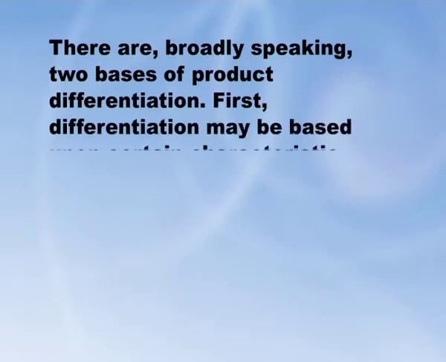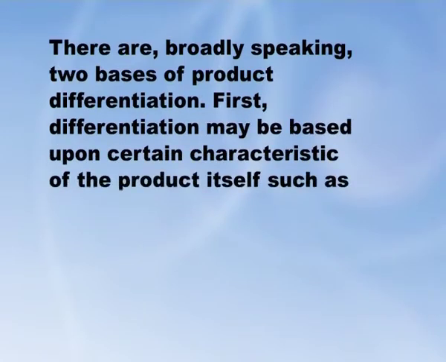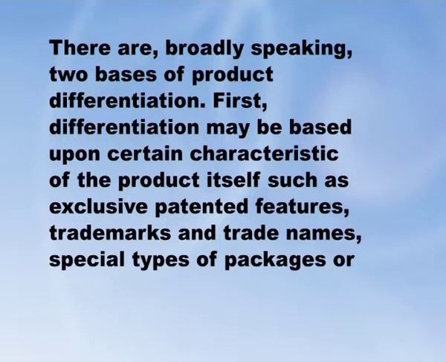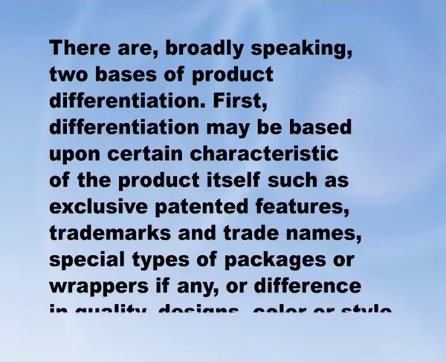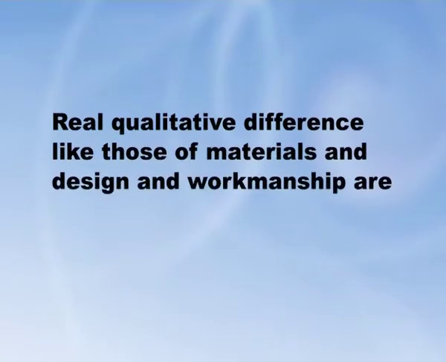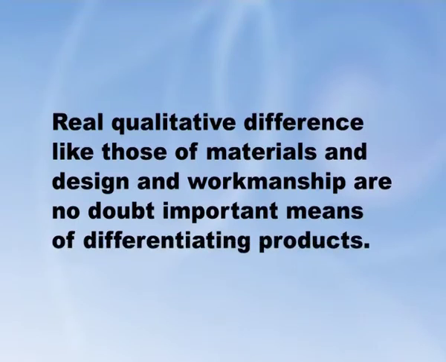There are, broadly speaking, two bases of product differentiation. First, differentiation may be based upon certain characteristics of the product itself, such as exclusive patented features, trademarks and trade names, special types of packages or wrappers, if any, or difference in the quality, designs, color or style. Real qualitative differences like those of material and design and workmanship are no doubt important means of differentiating products. But imaginary differences created through advertising, the use of attractive packages, the use of trademarks and the brand names are more usual methods by which products are differentiated, even though they are identical or nearly so.